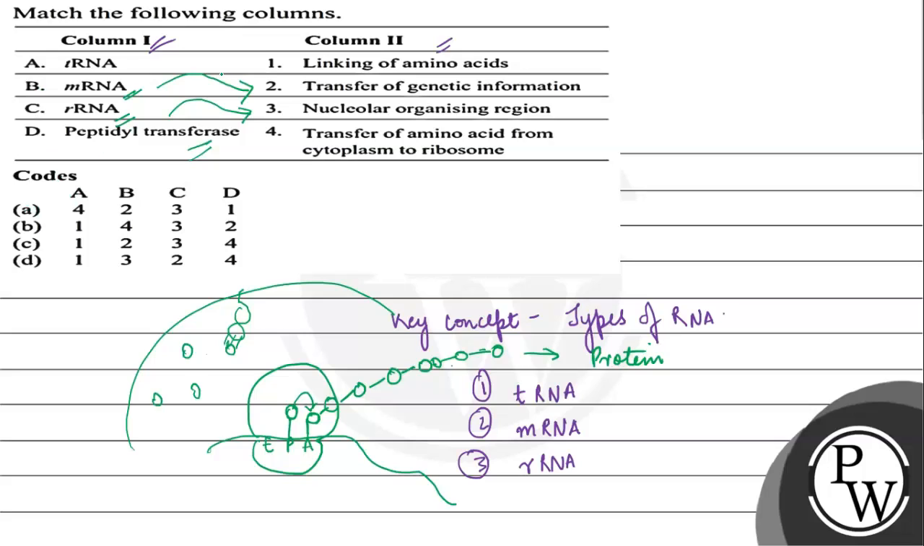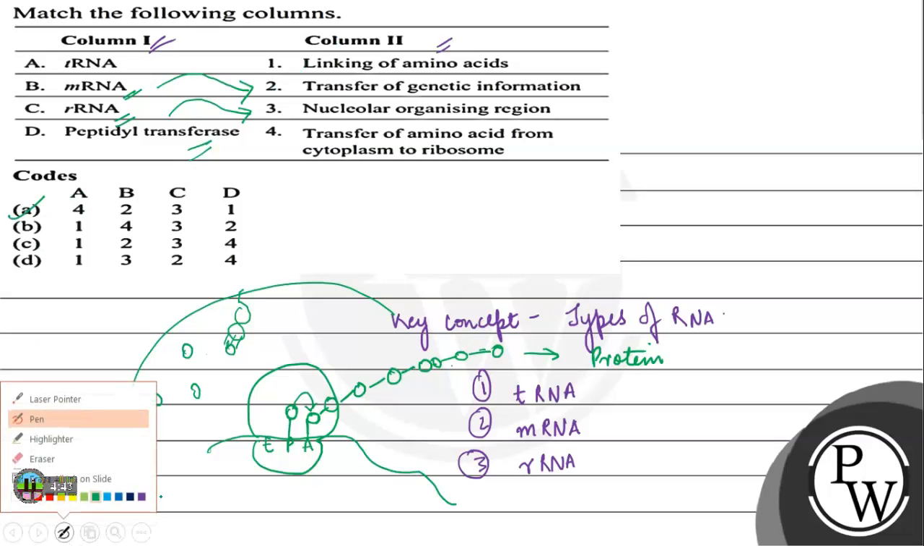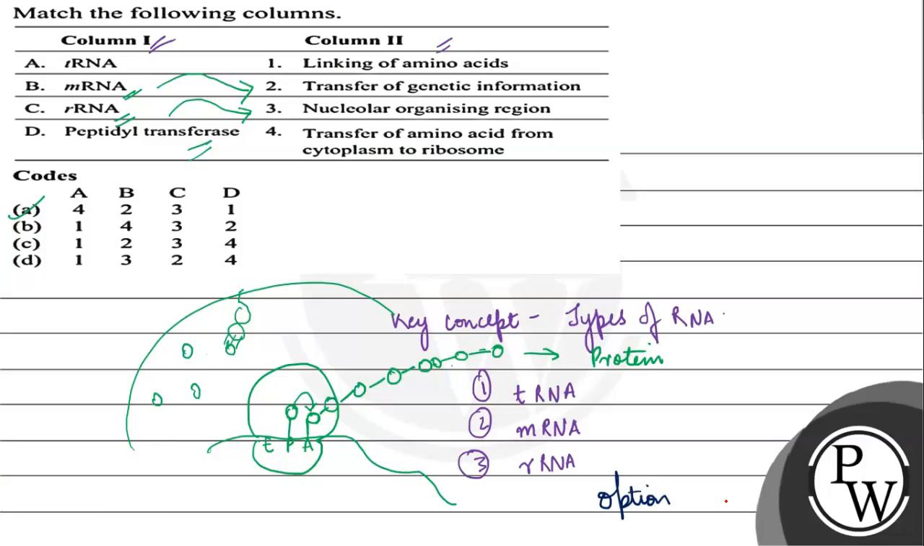So the option that shows coherence with the matched columns is A. So we can say that option A is correct. Hope you all understood. All the best.